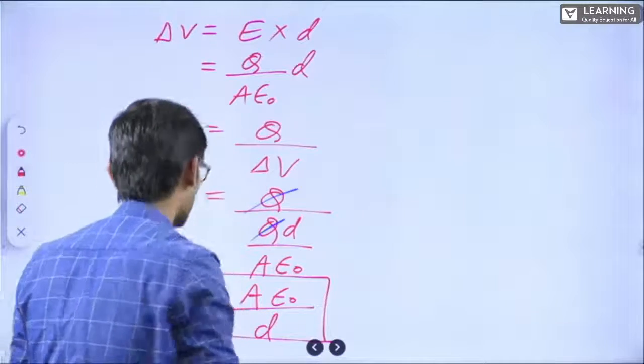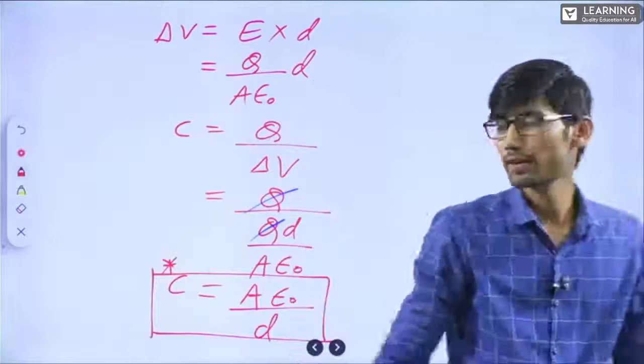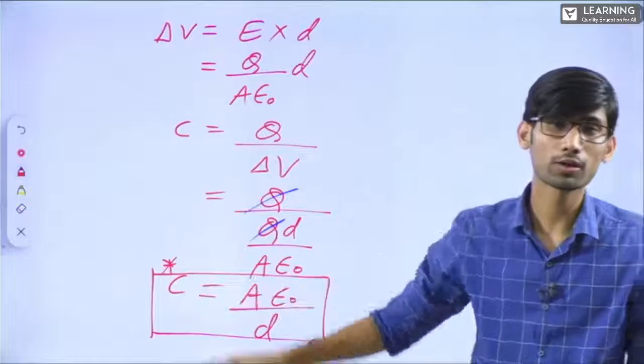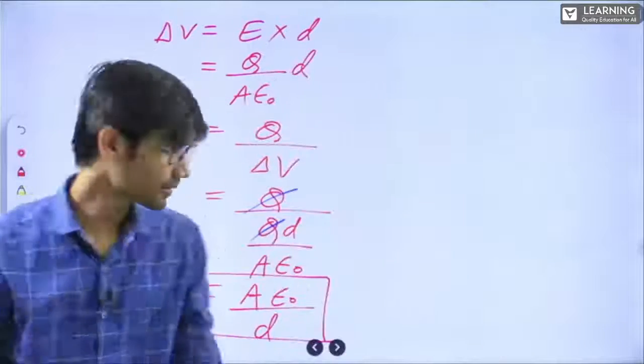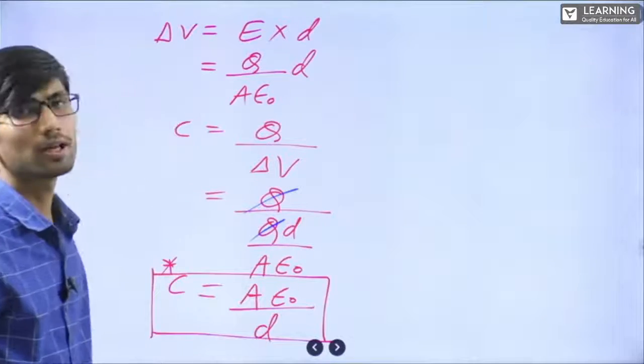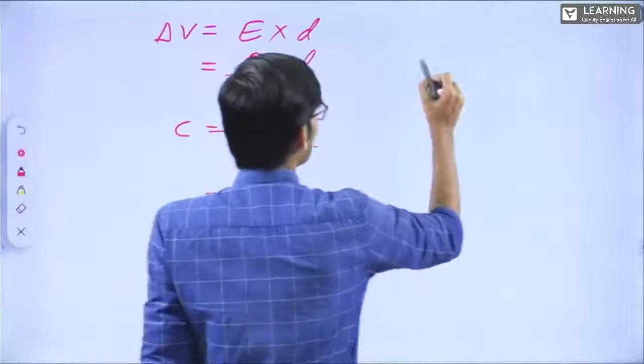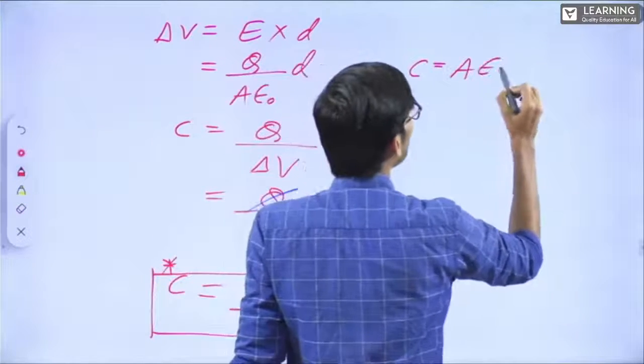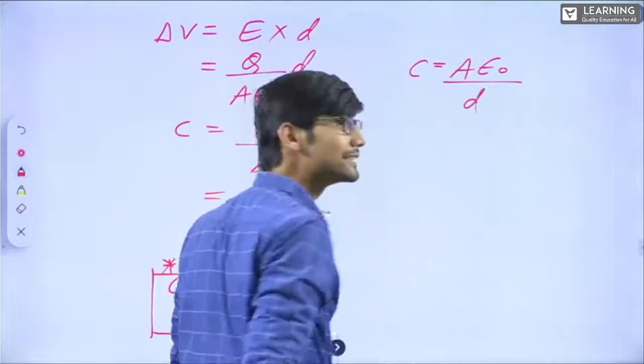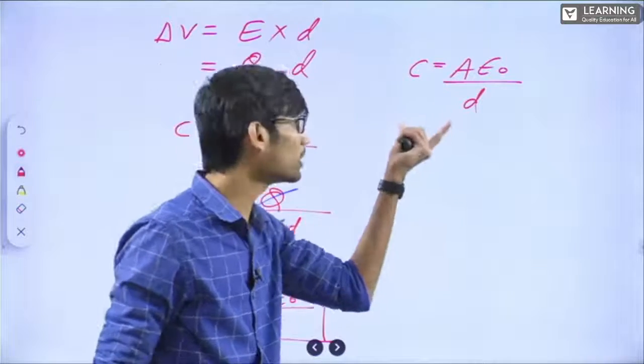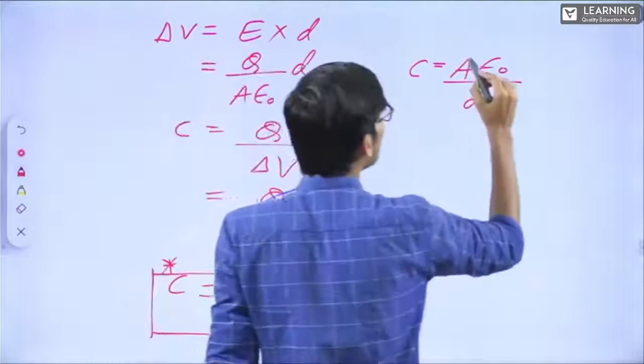Again, very important. Very important. Even at 2 in the night, this formula should be remembered. Okay. Now see this formula: C is equal to A epsilon naught by D. Is it depending on charge? No. Is it depending on potential? No. It depends on the area.